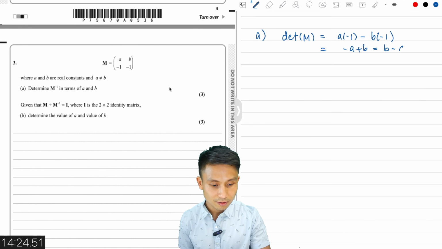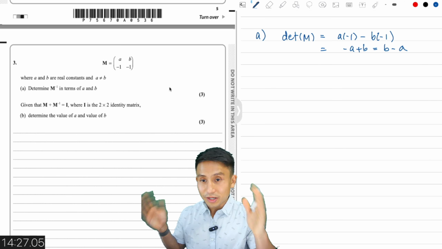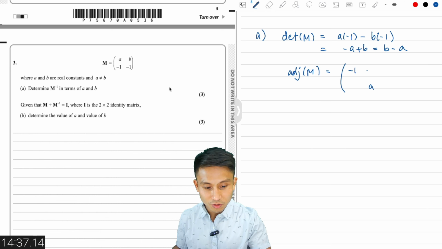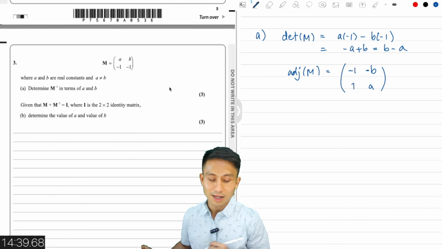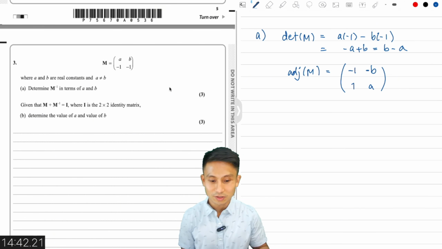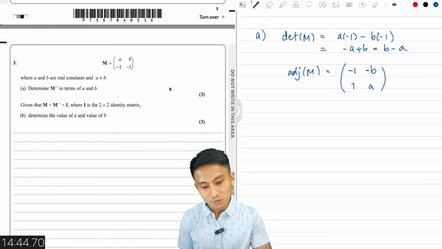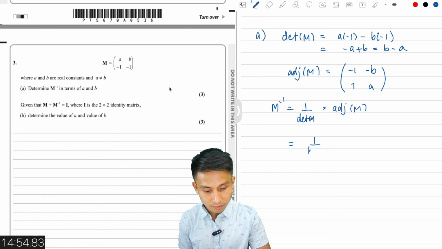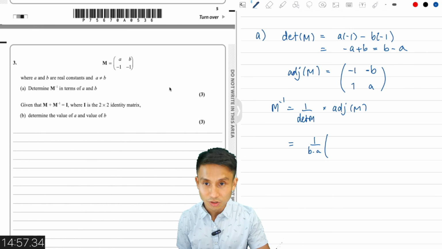Yeah. Okay, and then the adjoint of a 2 by 2 matrix would be, yeah, just swapping the a and the d. So I get minus 1 and a here, swapping these two, and put a minus sign into the other two, like that. That's the adjoint of a 2 by 2 matrix. And because any inverse matrix would be 1 over determinant times the adjoint, yeah. So that's M inverse. So that's going to be 1 over b minus a, and the matrix of the adjoint would be minus 1, minus b, 1, a, like that.